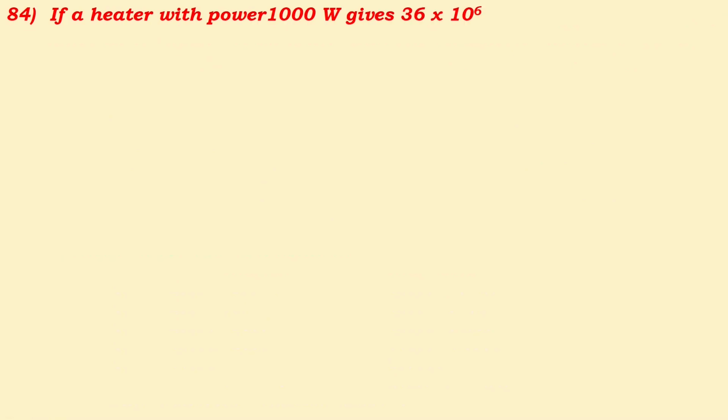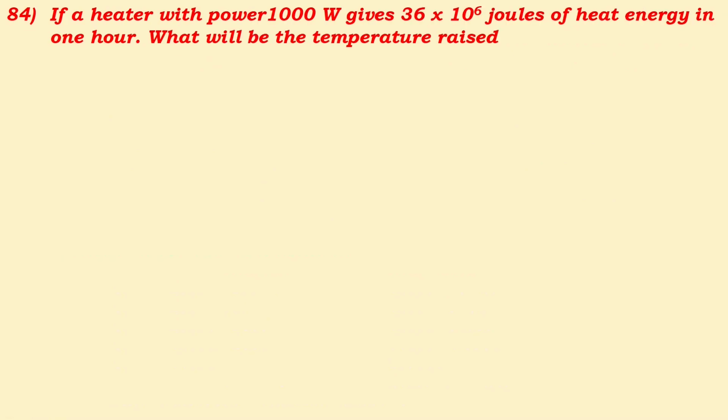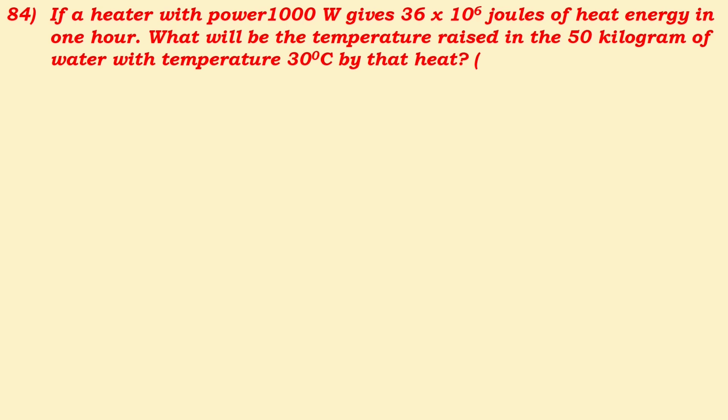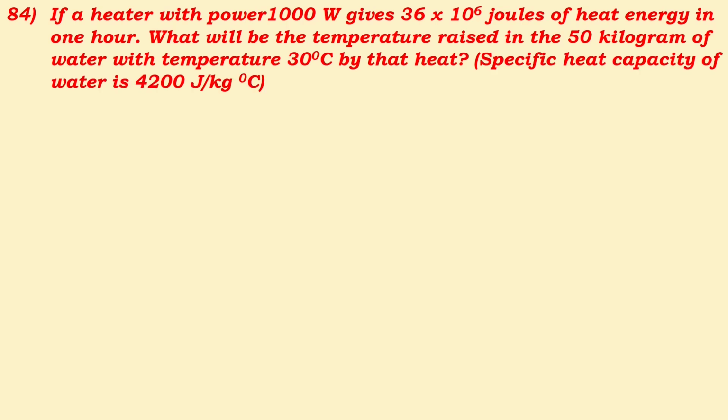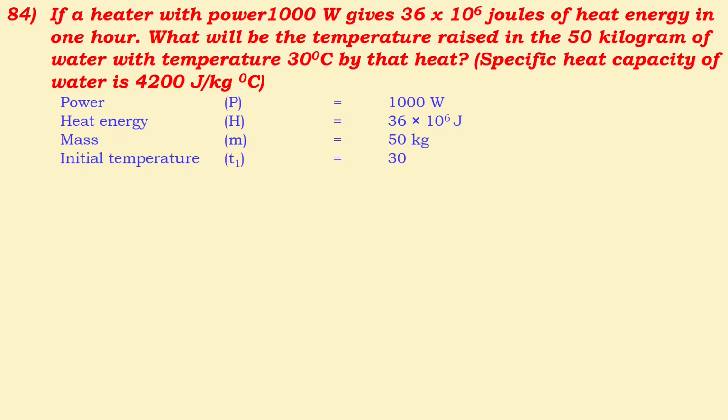Okay, next. If a heater with power 1000 watt gives 36 into 10 power 6 joules of heat energy in 1 hour, what will be the temperature raised in 50 kilogram of water with temperature 30 degrees Celsius by that heat? Specific heat capacity of water is 4200 joule per kg degree Celsius. Power P is equal to 1000 watt. Heat energy H equals 36 into 10 to power 6 joule. Mass is given, 50 kilogram. Initial temperature T1 is given, 30 degrees Celsius. Final temperature is the question.